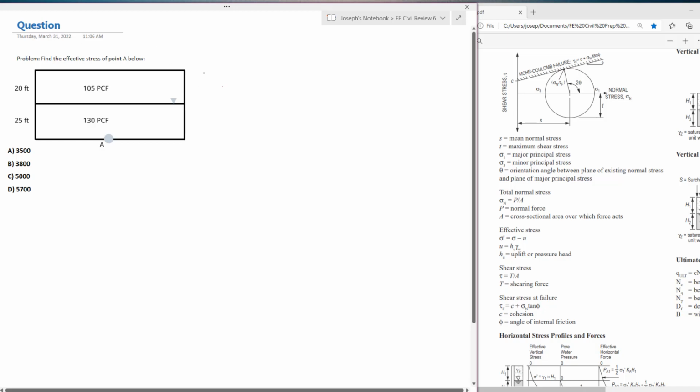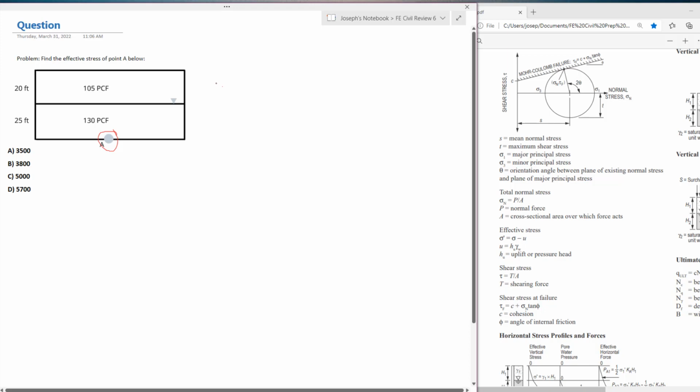We have a geotechnical engineering problem. Find the effective stress of point A below. So here's point A. We need to find the effective stress at that point. We've got two different soil layers here, one with 105 pounds per cubic foot unit weight, and another one with 130 pounds per cubic foot of unit weight. Now, if you look at our FE exam manual on the right, the first thing you're going to want to do is look up the equations that you're going to need in the FE exam manual here.